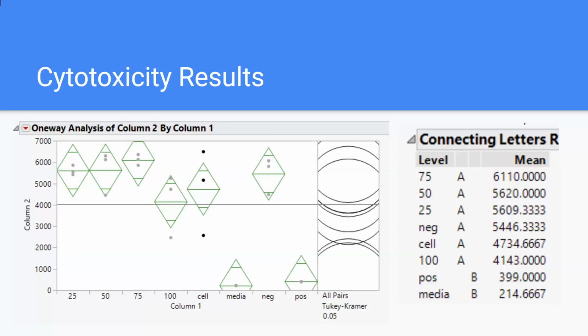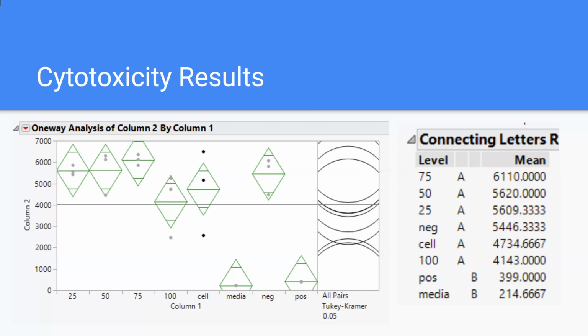So here you can see the results of our cytotoxicity test. What we found is that there is no statistical difference between any of the extracts. They were all statistically the same, meaning that they were all negative in their killing of cells, as they're the same as cells without any extract in them. You can see that from the Tukey test table on the side. All of the groups with A are statistically similar, and all the groups with B are statistically similar.